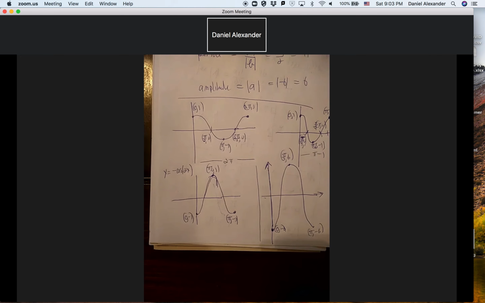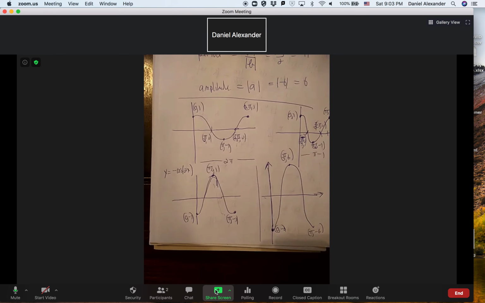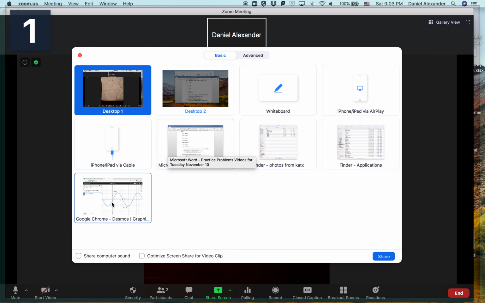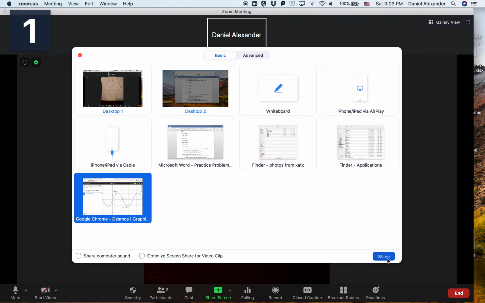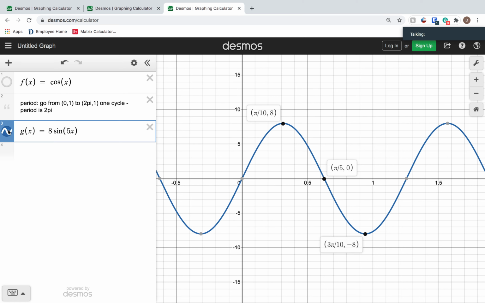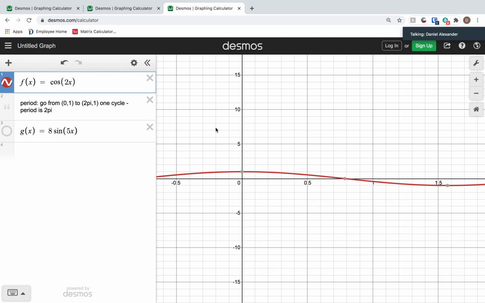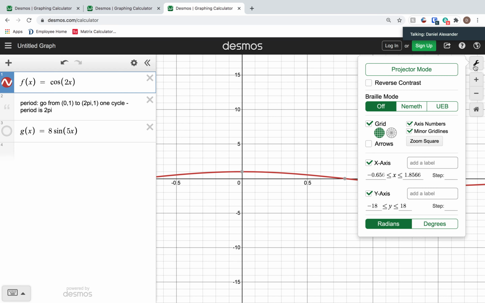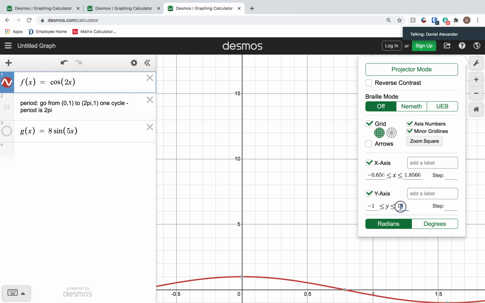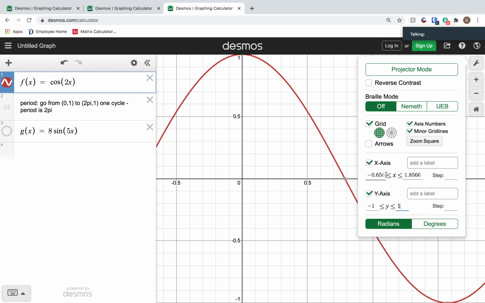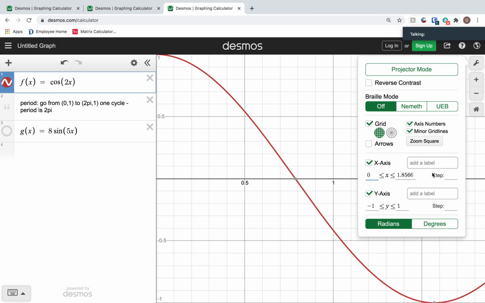It's a horrible picture. Let's go to see what it looks like in Desmos. And so we're going to go here. We're going to share. It's going to be based on the sine. So we're going to have a 2. Let's turn the graph on. So again, we want to adjust the settings so it looks right. So we have it minus 1, 1. And we're going to go from 0 to 2 pi.